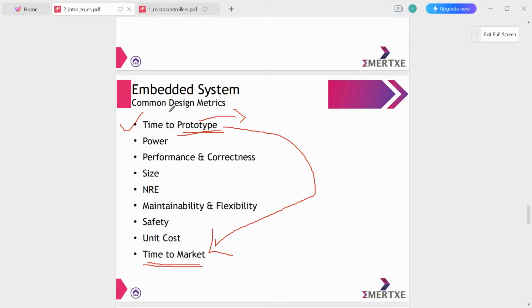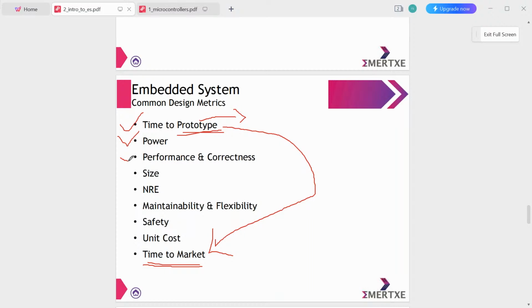So make sure you are designing the prototype on time and you are coming to the market on time, whichever you mentioned. Okay. And then power is also very important. So design the power supply in such a way that it will not affect the working of components. Everything should work perfectly fine.